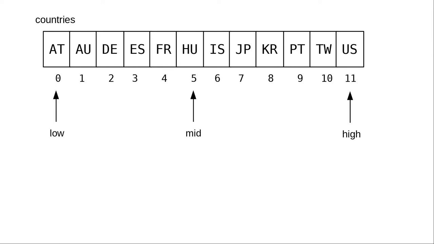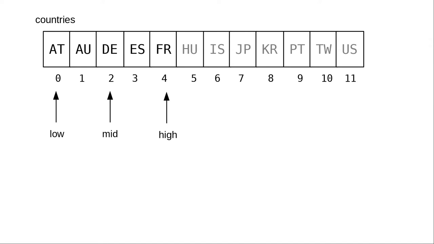We'll set an index to the low and high elements of the array, and mid to the middle element, using integer division by 2. ES comes alphabetically before HU, and because the array is in order, that means we don't have to look at HU or anything that comes after it. Instead, we'll set the high marker to 1 less than the middle index and recalculate the middle point.